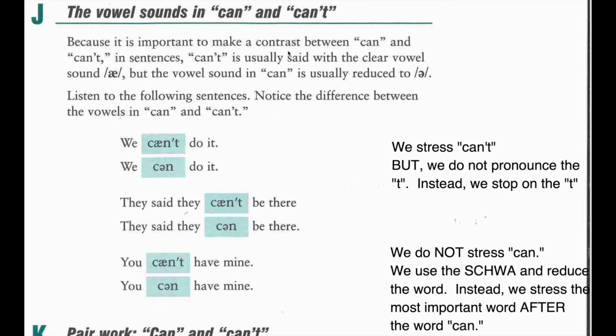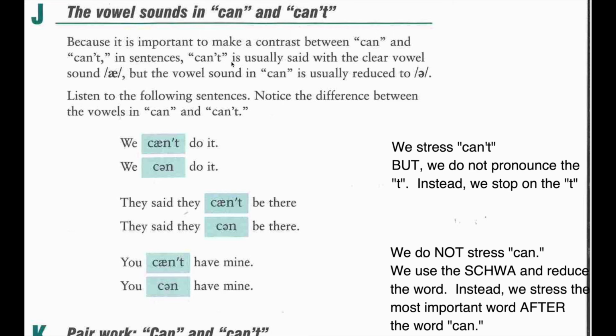Because it is important to make a contrast between can and can't, in sentences, can't is usually said with a clear vowel sound. So that's that ah sound that you hear. Say that again. Can't. Can't. Okay. Now don't forget, I've written over here on the right side of the screen, we stress the word can't, but notice we don't often pronounce the T. So again, that is one difference between North American English and British English. So in this case, we often stop on the T. But what happens is the N sound becomes stronger to hear.